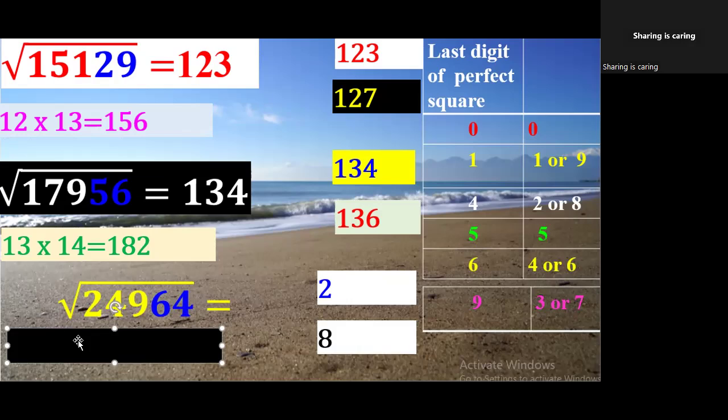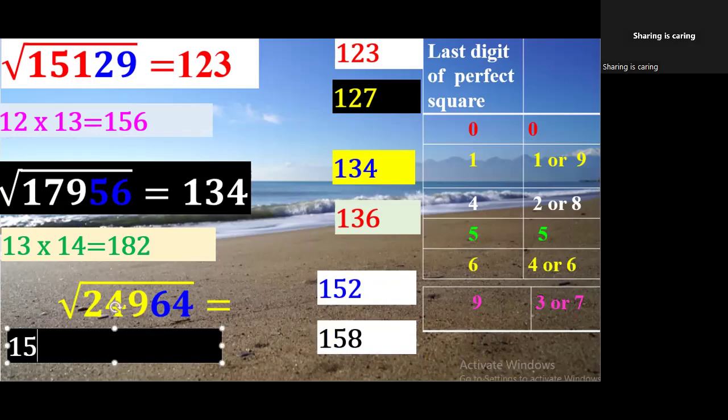But if you multiply 16 by 16, it will be 256. You cannot take 16 times 16, so I will take 15 times 15, which is closest to and smaller than 249. 15 times 15 is 225. Then either it will be 152 or 158. Then what will be the next number?